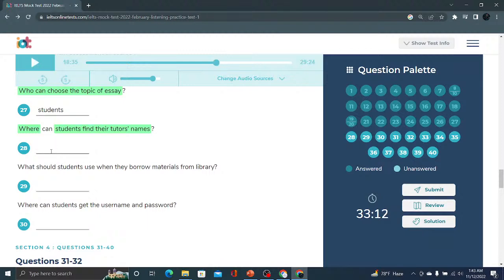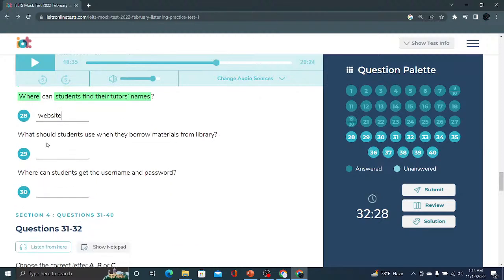So he was saying that you can check your tutor's name and contact number on our website. So what do you think the answer would be? The answer would be on website. Or you can also write it as website. Okay, websites.